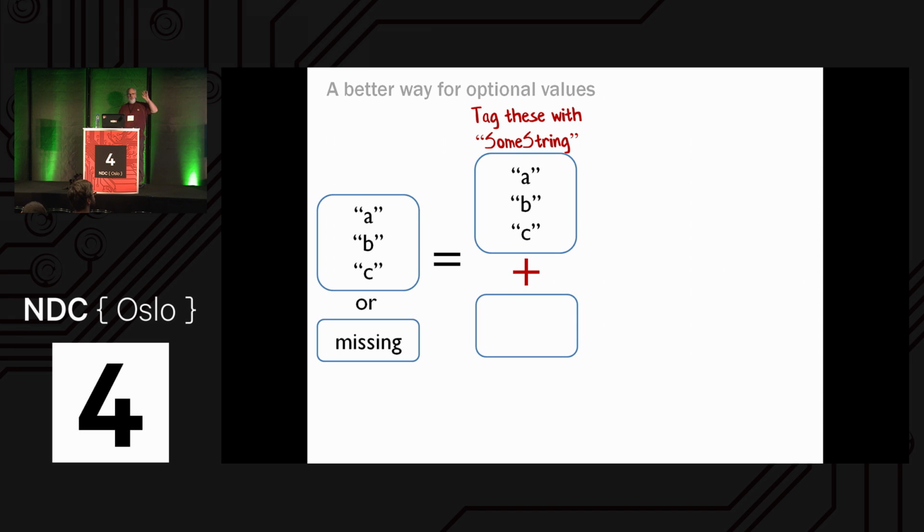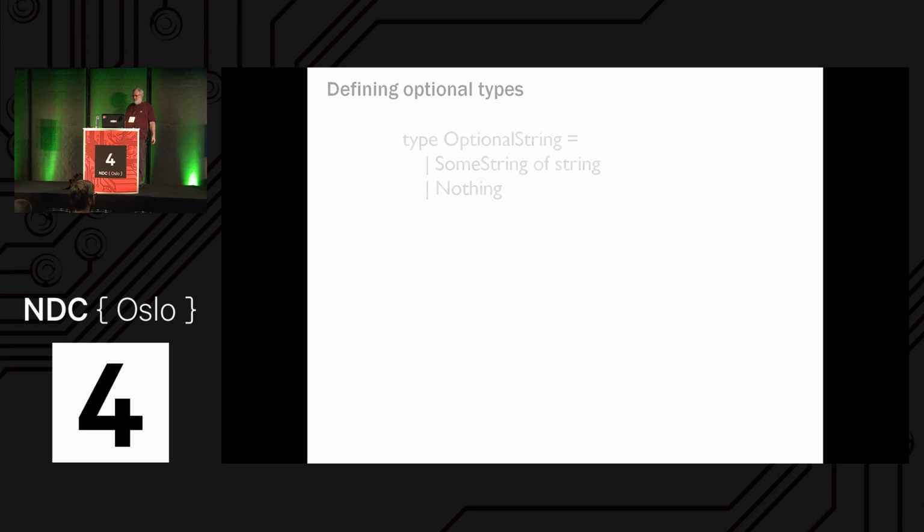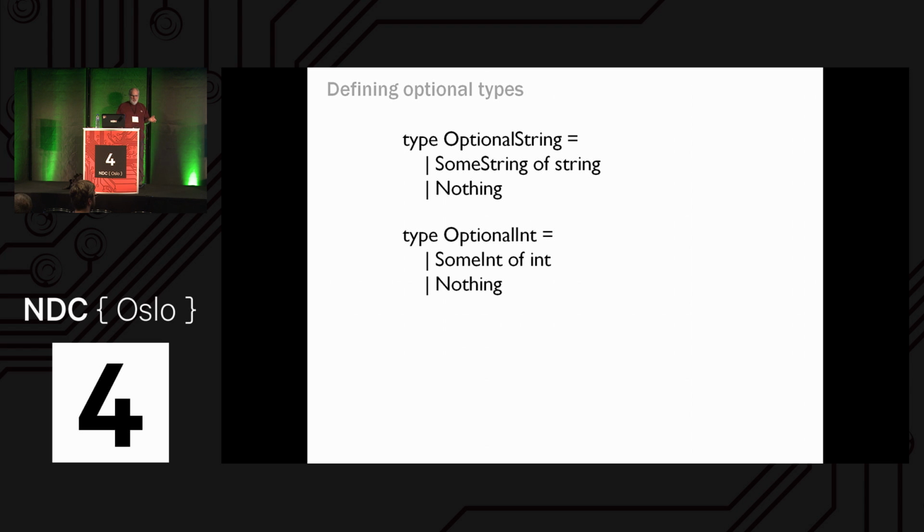So we're going to tag the top one with some string, and we're going to tag the bottom one with nothing. And then we can define a type like this. It's optional string. It's either something, and there's a string associated with it, or it's nothing. All right, so this is how we would model an optional string using our very cool type system. All right, this is awesome. And we get very excited by this, and we say, yeah, optional string's fantastic. And then actually, we also need an optional integer. Oh yeah, we need an optional Boolean.